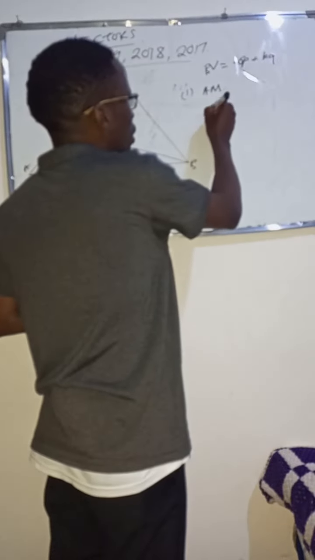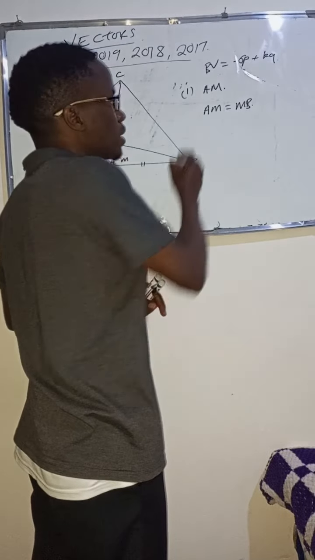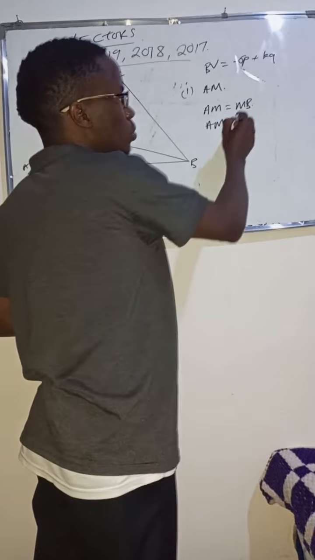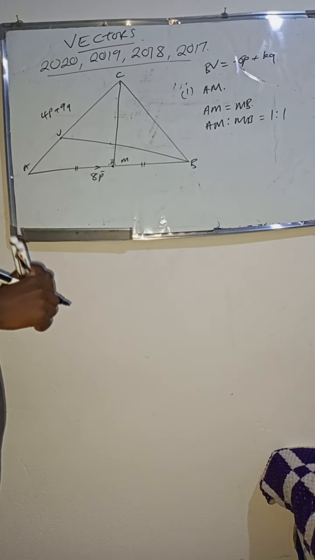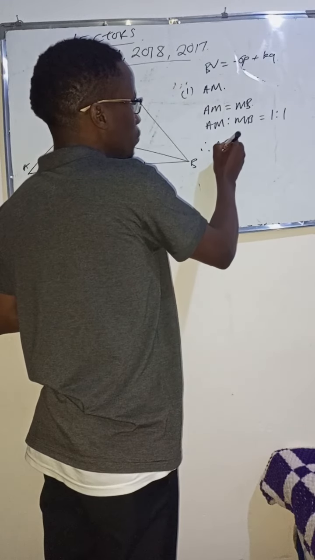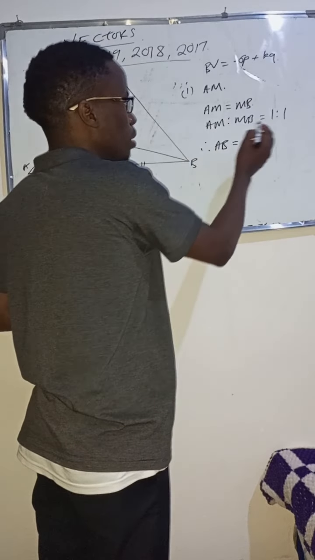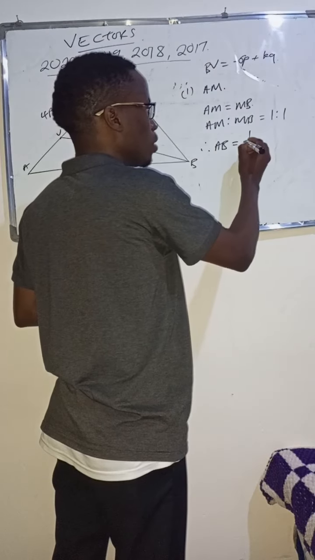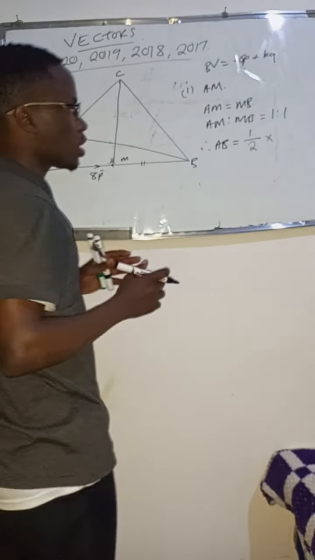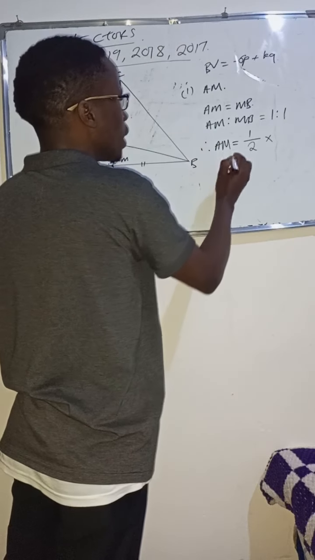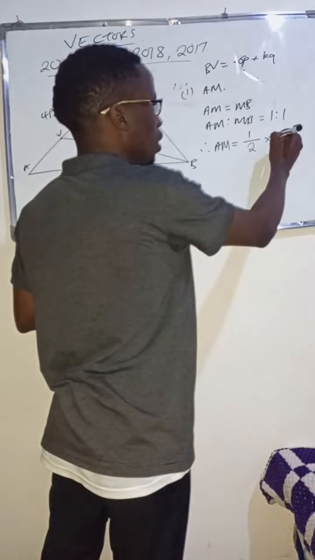We're saying that AM is equal to MB. So this simply means that the ratio of AM to MB is equal to 1 to 1. That's what it means. So this therefore means that AM is going to be equal to, what is the proportion for AM? The proportion for AM is simply 1, all over the total proportion, which is 2. But then, what's the total distance? We're talking about AB. So, in other words, we're saying that AM is equal to half of the total, which is AB. So, it's going to be half of AB.